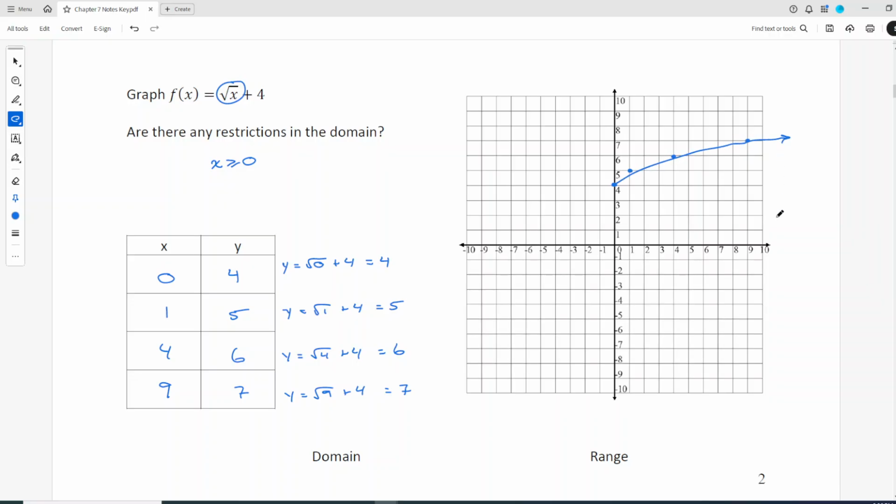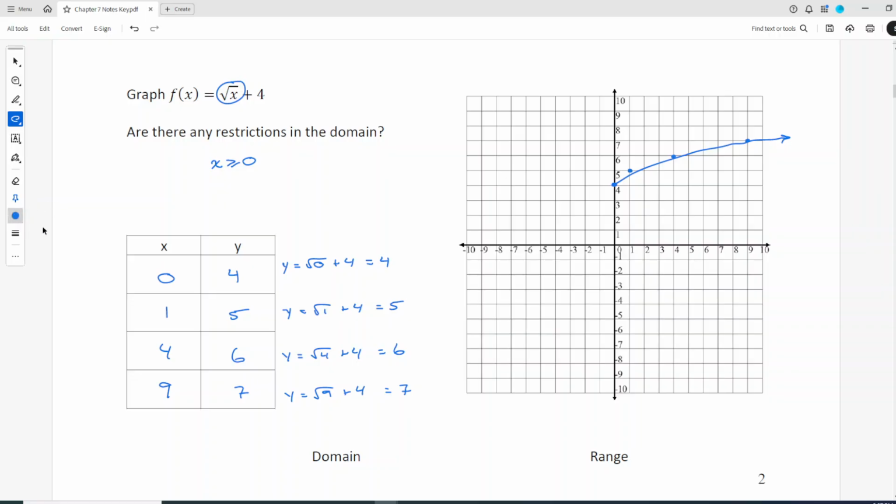How does this graph compare to the graph that we just did? Well, if you treated it like this point here is like the x-axis, you can think of it as (0, 0), (1, 1), (4, 2), (9, 3). That pattern doesn't change. We've got square root of 0, square root of 1, square root of 4, square root of 9. The thing that changed is after I took the square root, I added 4. So all my y values are 4 greater than they were before.